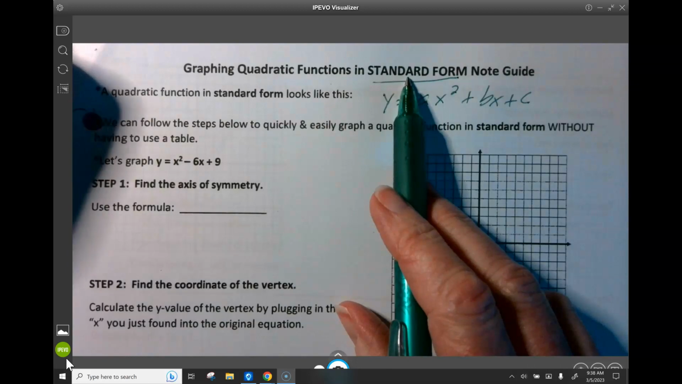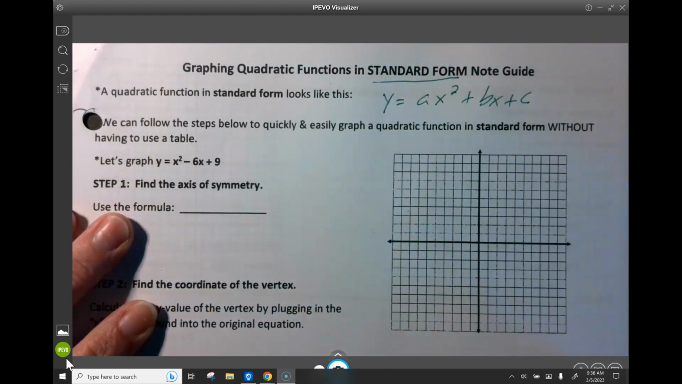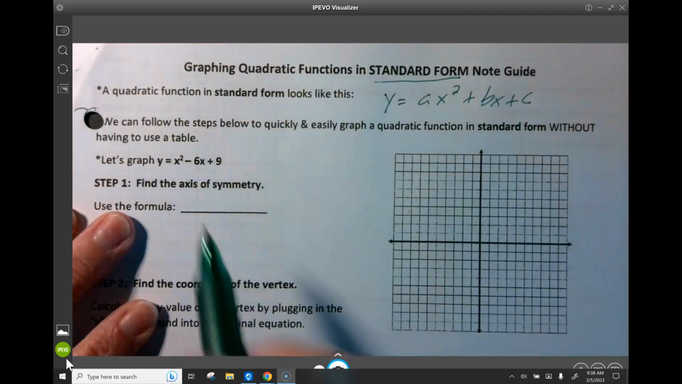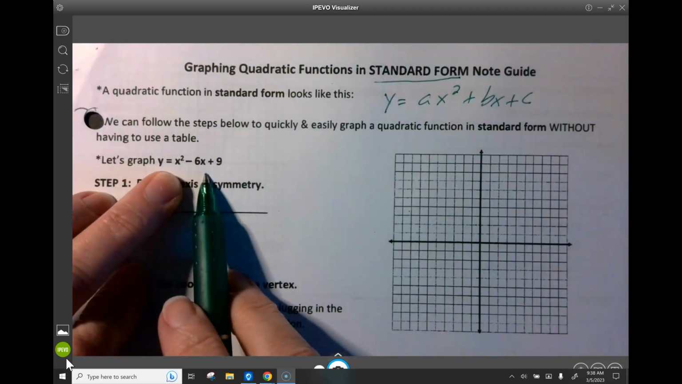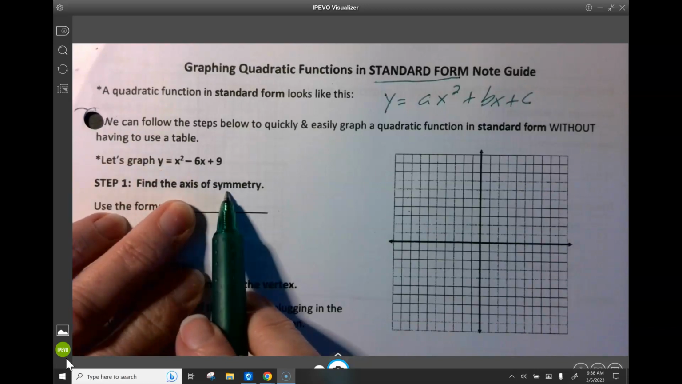So we've done vertex form, we've done translations, now we're going to do standard form. So we're just going to follow these steps in order to see how to graph it. We're going to graph this equation, y equals x squared minus 6x plus 9. The first thing we're going to find is the axis of symmetry.